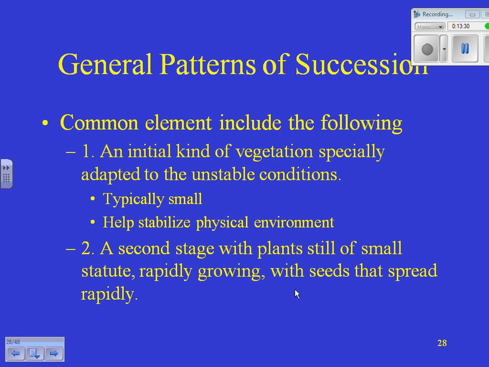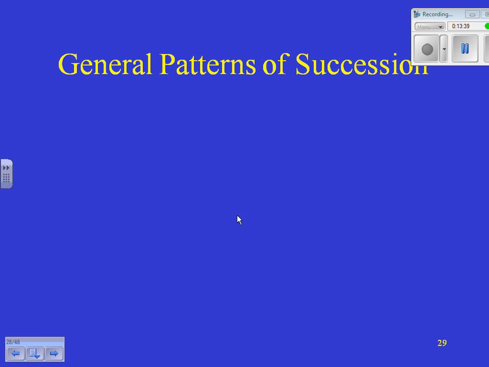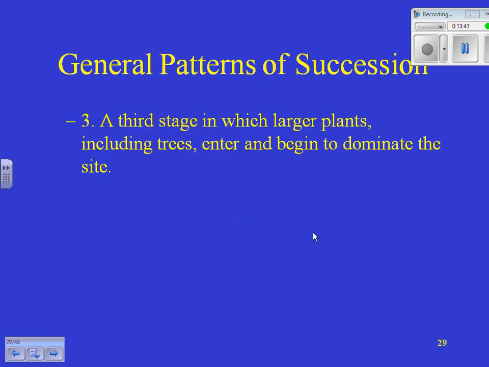The second stage has plants that are still small. They're rapidly growing with seeds that spread rapidly, maybe some larger weeds or grasses or shrubs that begin to grow, and they phase out that initial vegetation. The third step, you have some larger plants, maybe some trees that begin to dominate the site and phase out some of those lower, less shade tolerant species. Whenever the species get phased out, they become part of the soil. And that's what makes up soil.